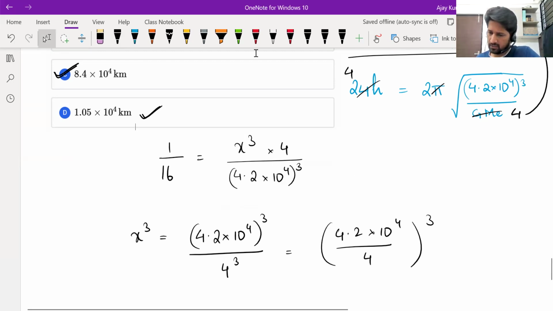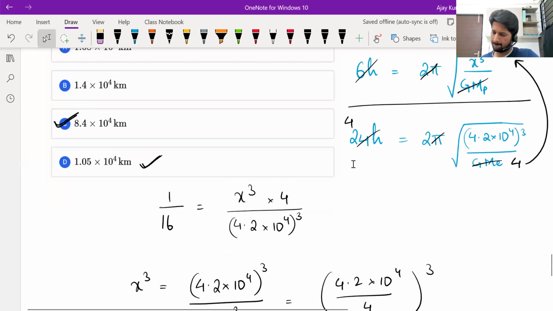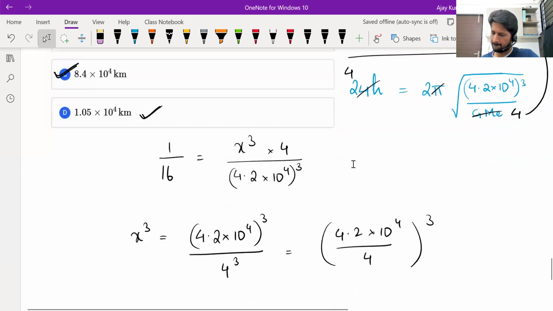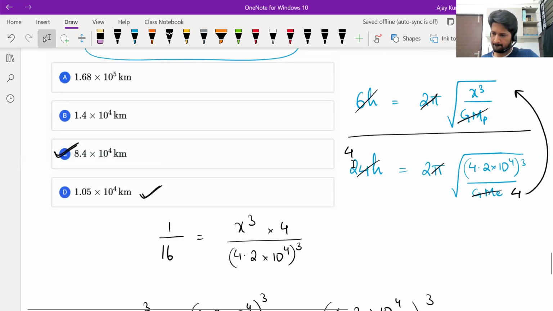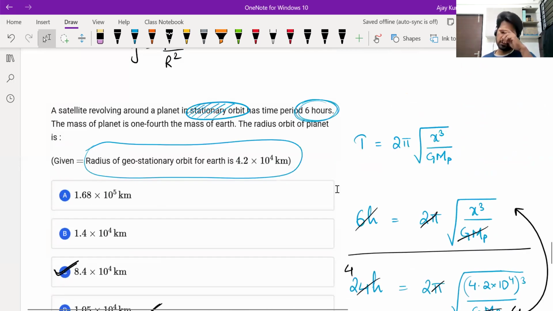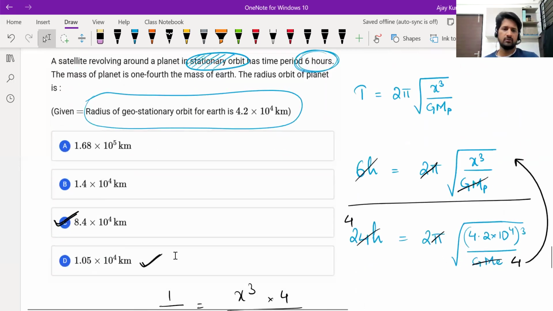Aishwarya, what mistake did you make? Sir, I wrote the wrong time period. Okay, okay. So this question is just based on time period of revolution of a satellite around a planet. Okay, we'll solve one more problem.